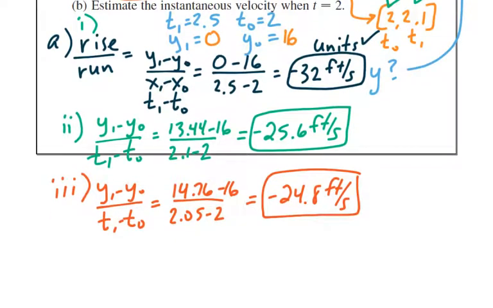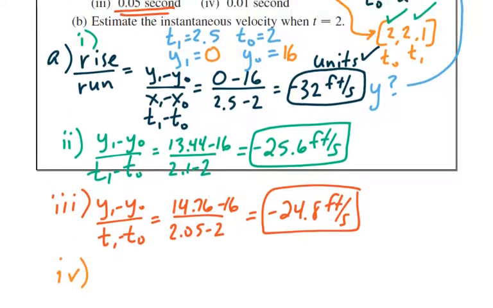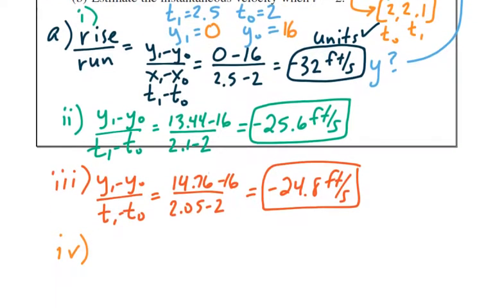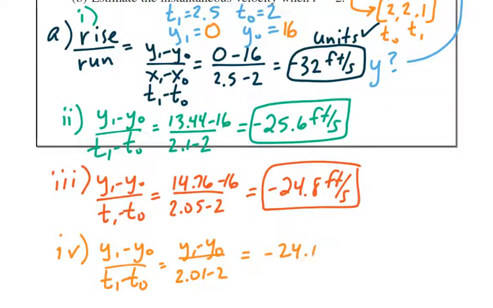All right, one more. Here we go. Part 4. You can do this on your own. This is lasting now 0.01 seconds. Average velocity. 2.01 seconds should be 2.01 minus 2. And up here, I should have the y value as well. I'm just going to jump all the way to the calculator, punch it all in, and I'll get negative 24.16 feet per second. How did you do?